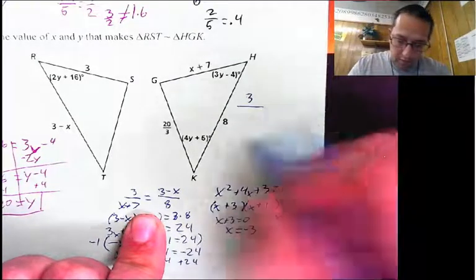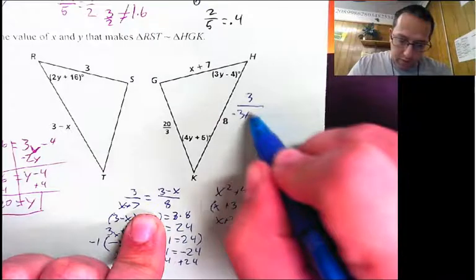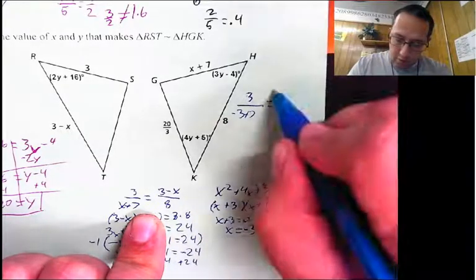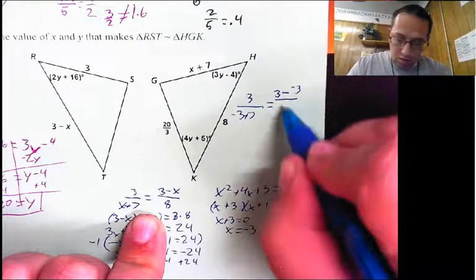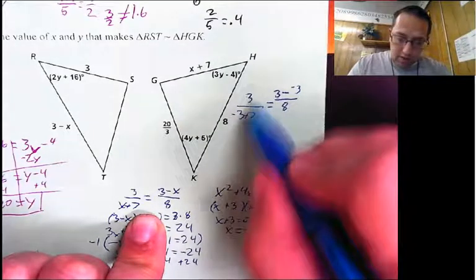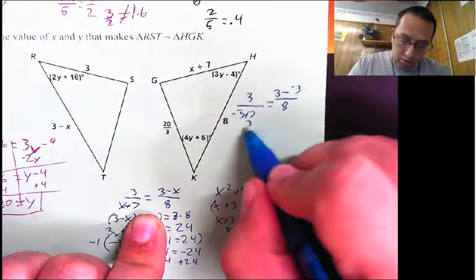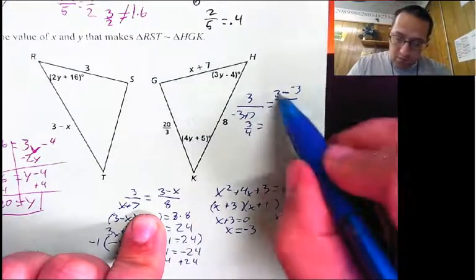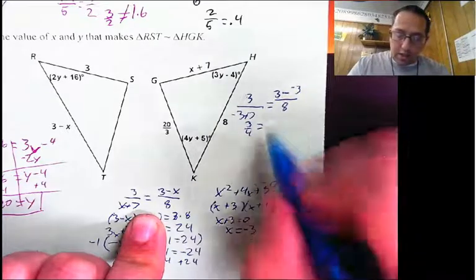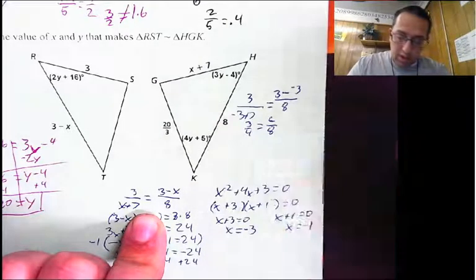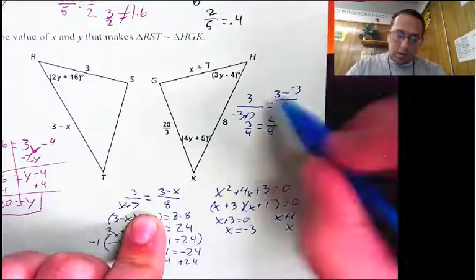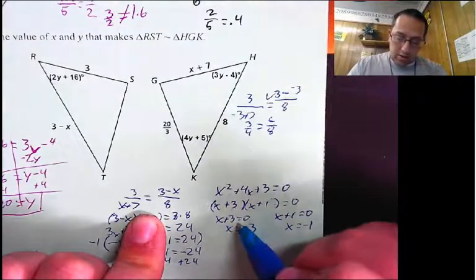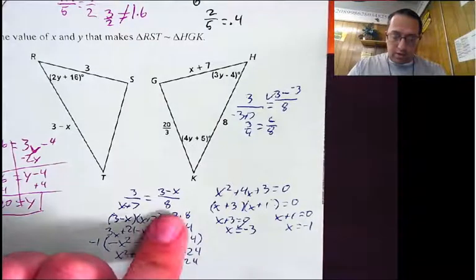3 over negative 3 plus 7 equals 3 minus negative 3 over 8, so that's going to be actually 3 plus 3 over 8. So that negative 3 plus 7, that's going to be 4. So I've got 3 over 4 equals 3 plus 3, because it's minus a negative, 6 over 8. And does 3/4 equal 6/8? Well, yeah, divide by 2, divide by 2, got that. So this one checks out. This one's good. We can use x equals negative 3, it's good.